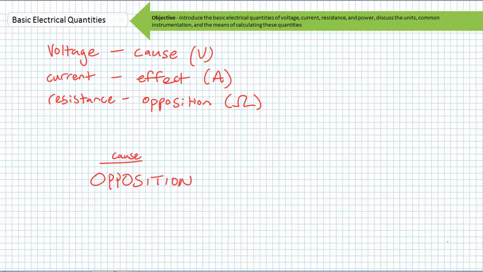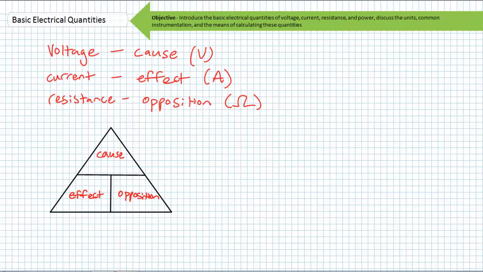With a constant cause and more opposition, one will observe less effect. Same cause, less opposition, more effect. This extremely important cause, effect, and opposition relationship is known as Ohm's law. It is not that hard to learn, and it's going to be the most frequently used tool in your toolbox throughout the course of this entire basic, intermediate, advanced, and super advanced electronics series.